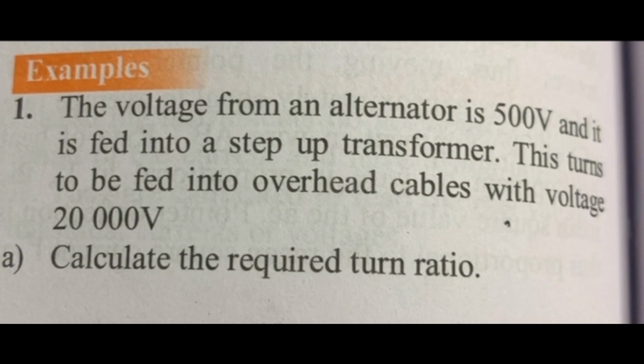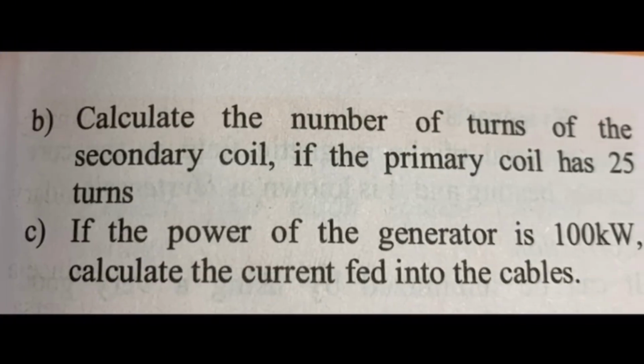A, calculate the required turn ratio. B, calculate the number of turns of the secondary coil if the primary coil has 25 turns. C, if the power of the generator is 100 kilowatts, calculate the current fed into the cables. Now let's look at the solution to this problem.